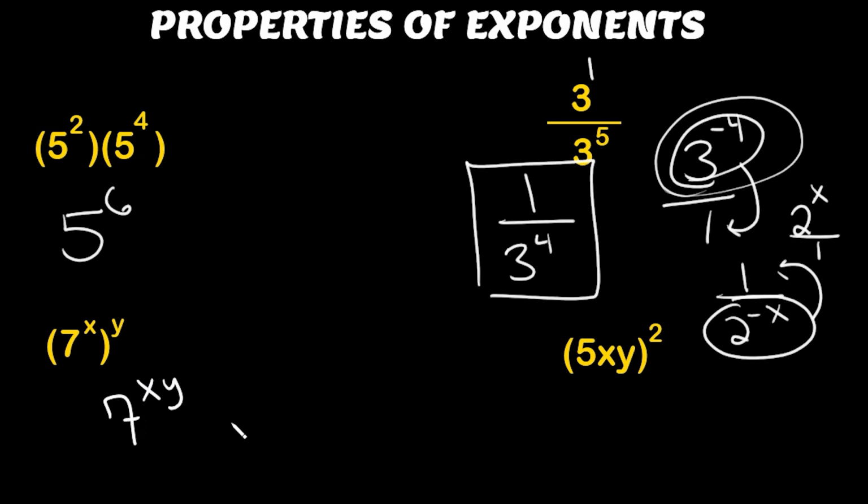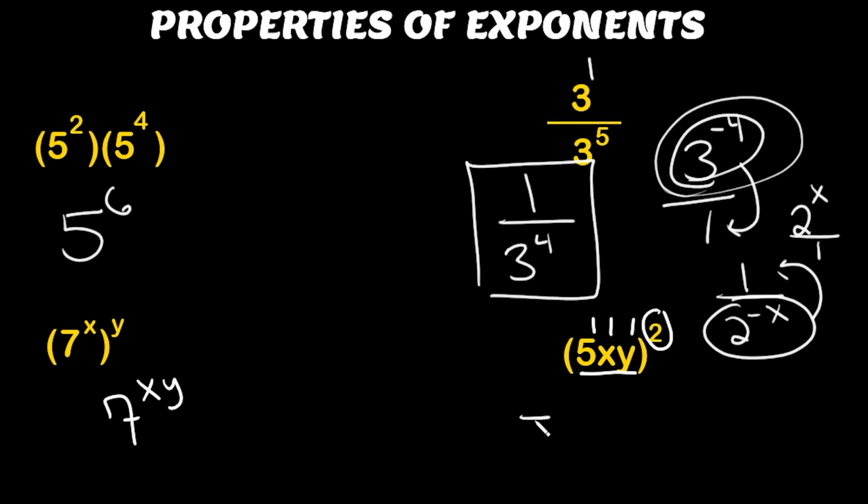Done. Okay. Now this one here is going to be a power of a product. So all of this is being multiplied inside, and I have an exponent on the outside. I have to apply this exponent on the outside to all of the exponents on the inside. Now technically this 5 has an exponent of 1, this x has an exponent of 1, and this y has an exponent of 1. So when I apply that, it's really 2 times 1 to all 3.